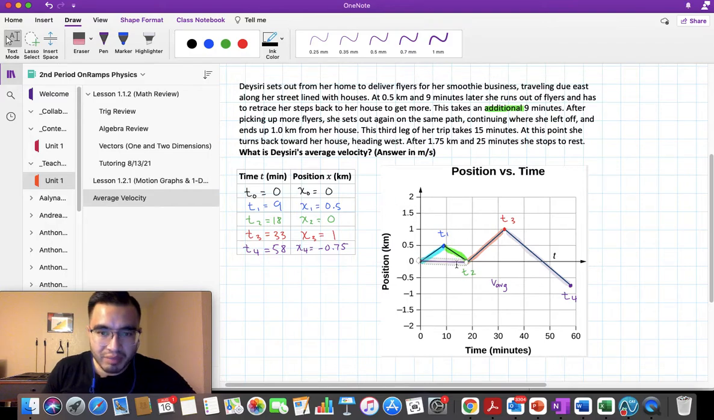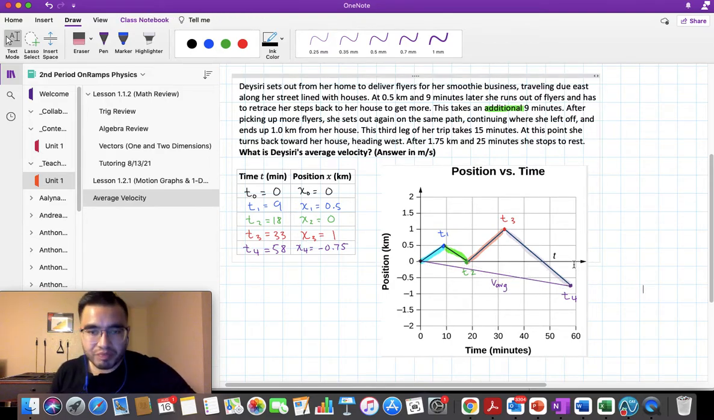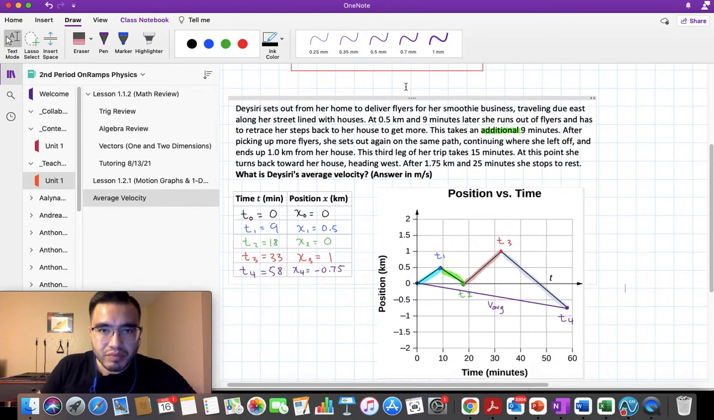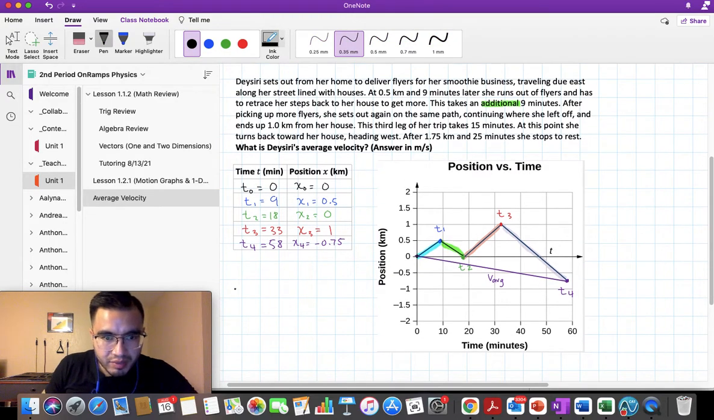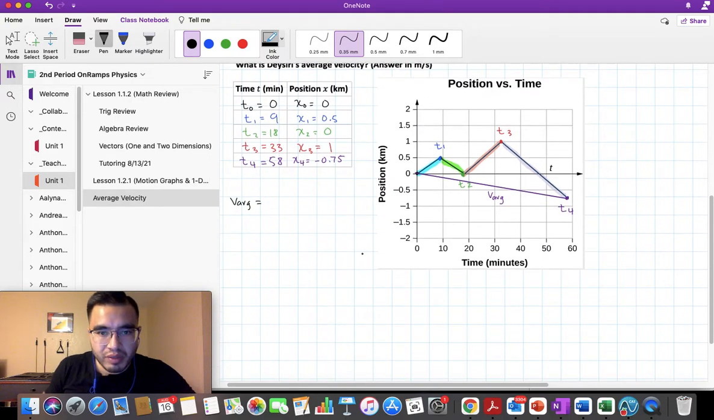But we're going to talk about that a bit more next class. For now, let's focus on this one. So we know we're going to have a negative slope for sure. Let's follow our equation. So the average is equal to, you know what, let me do it here so that I have enough space. The average is equal to delta x divided by delta t.